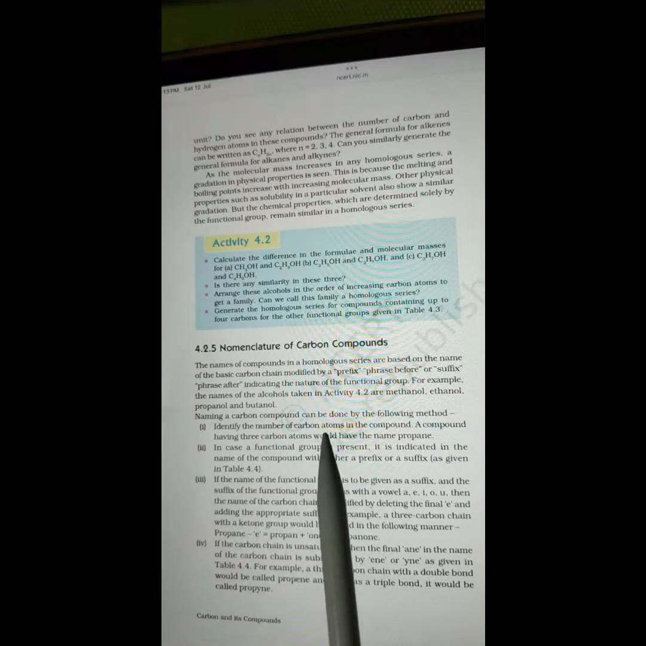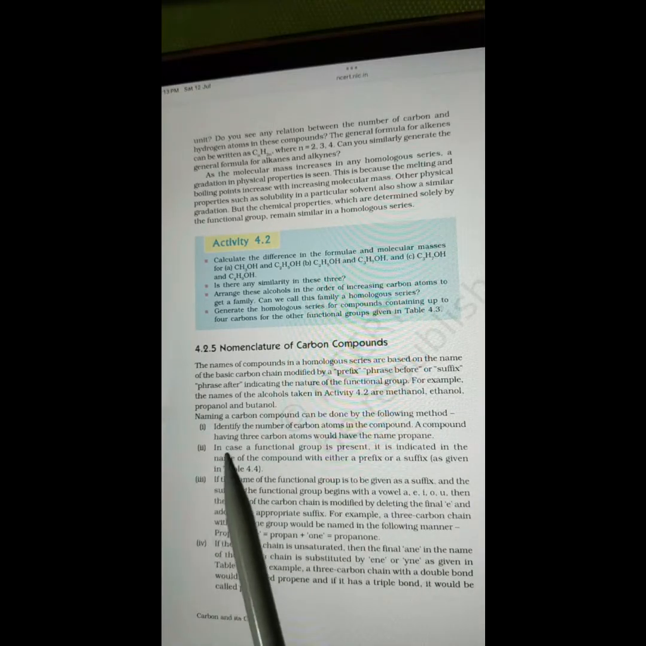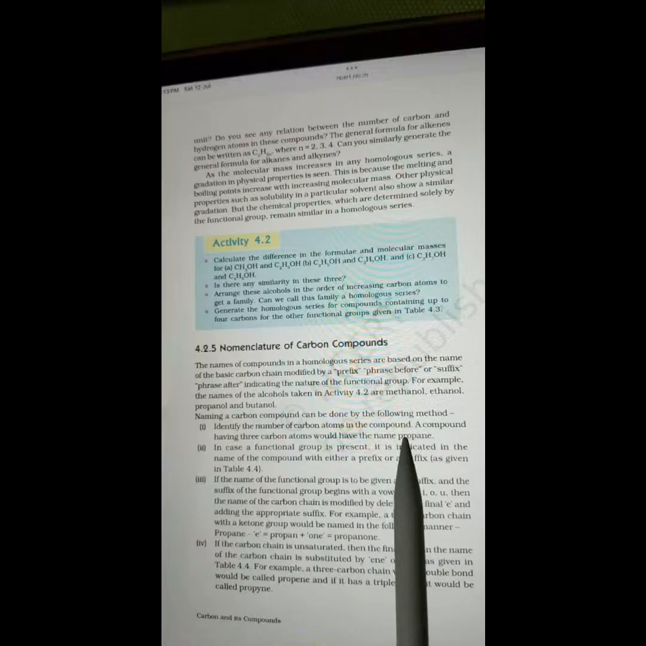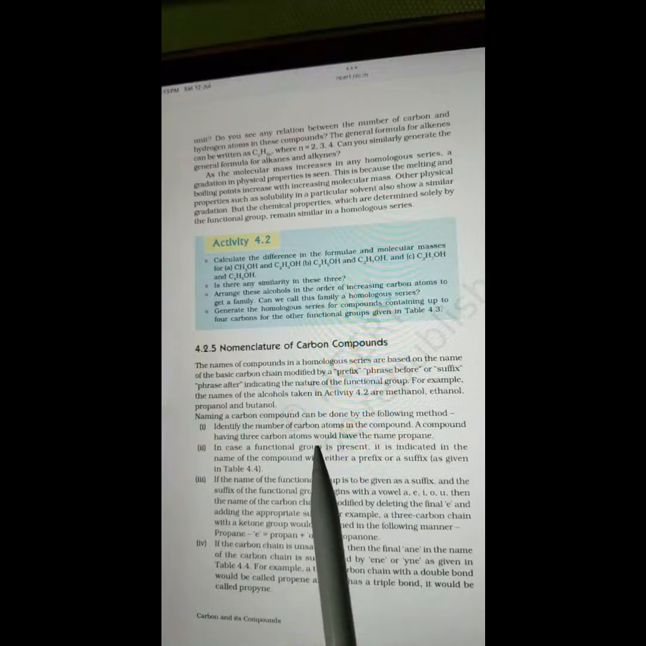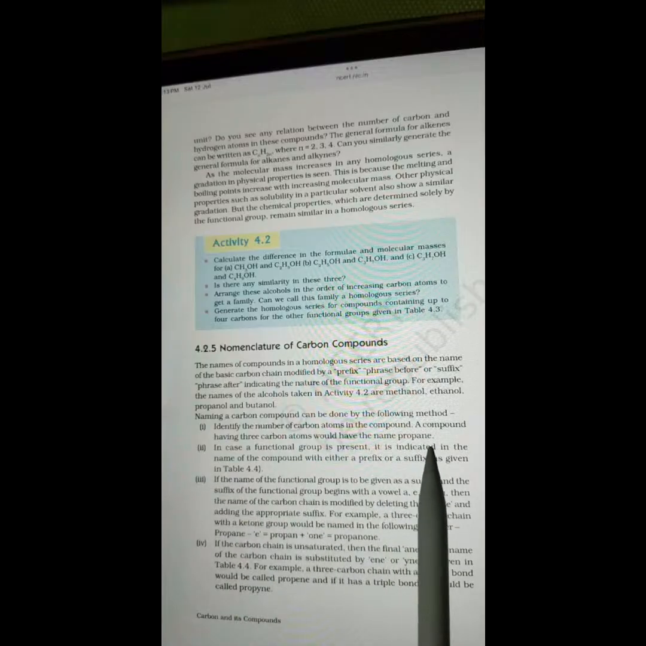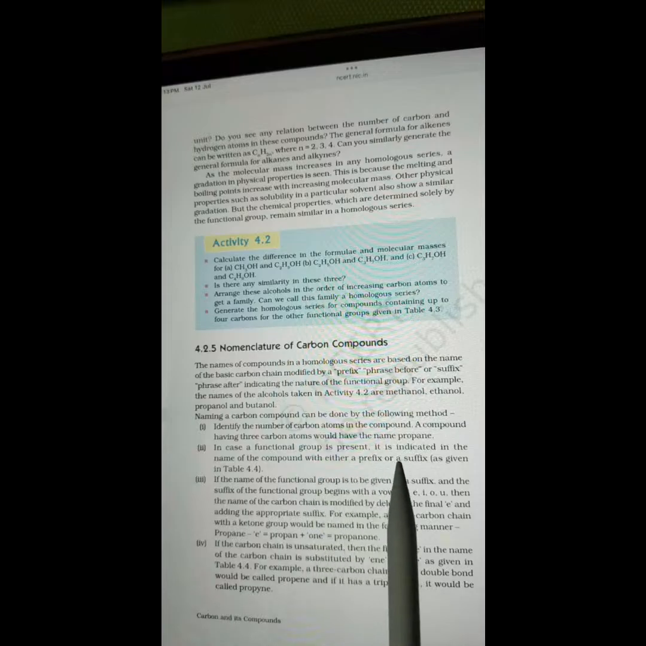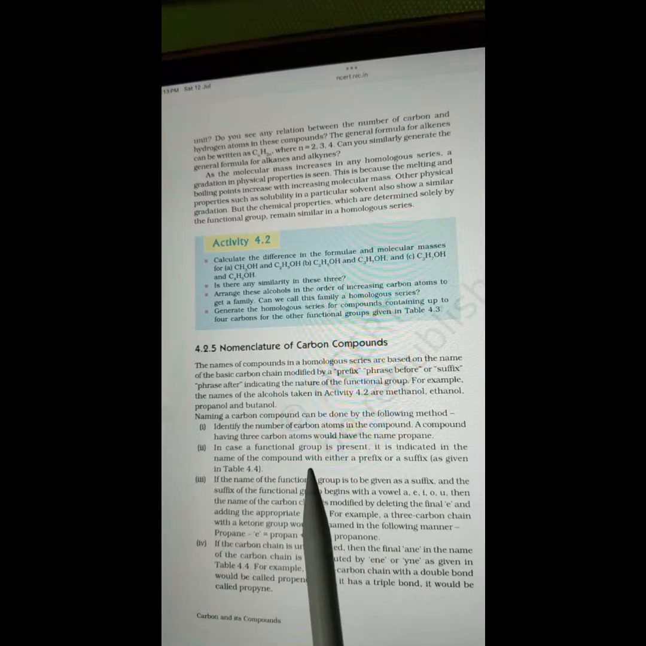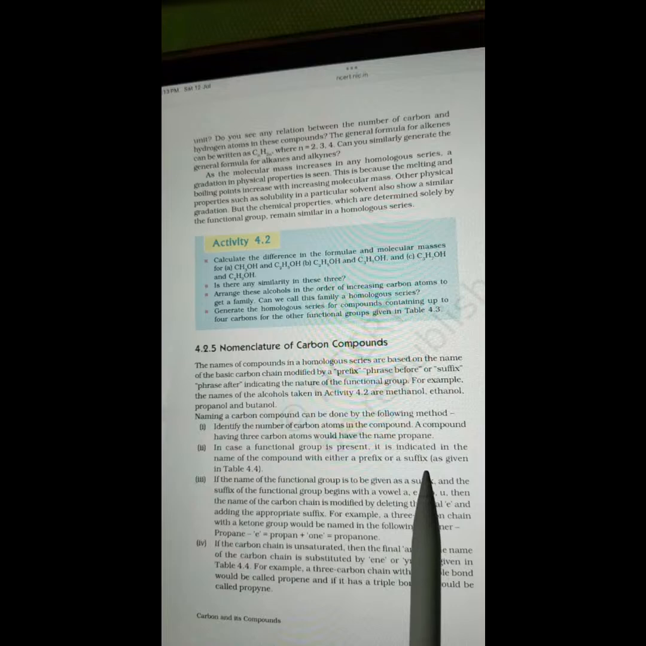Naming a carbon compound can be done by the following method. Identify the number of carbon atoms in the compound. A compound having 3 carbon atoms would have the name propane. In case a functional group is present, it is indicated in the name of the compound either as a prefix or a suffix, as given in Table 4.4.